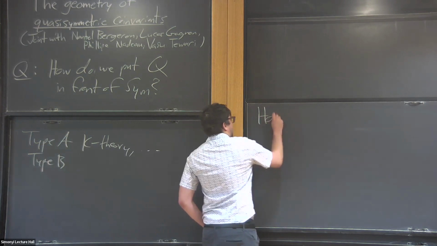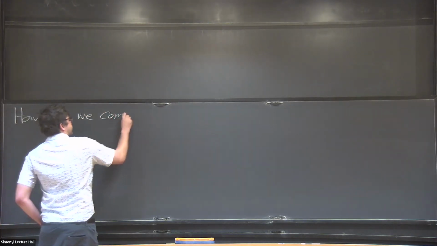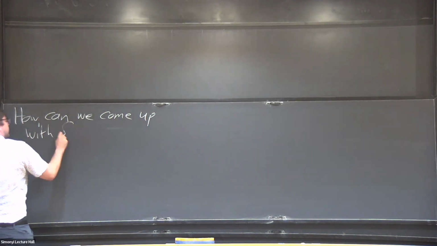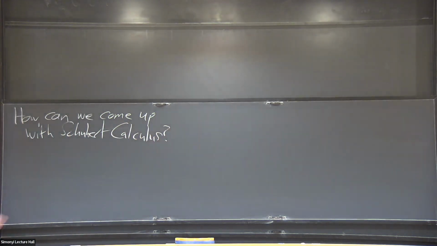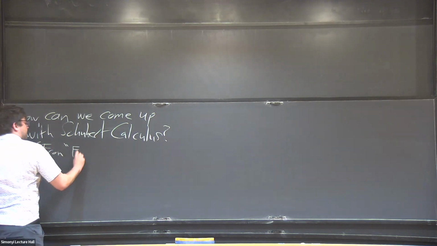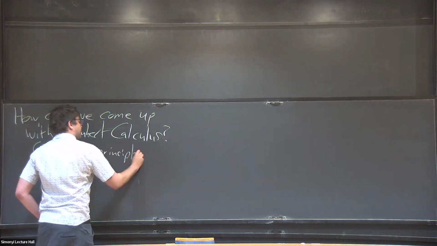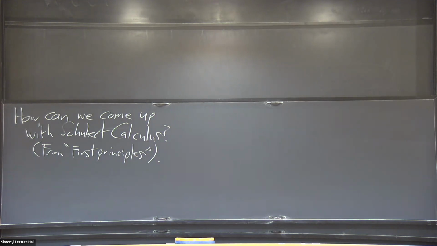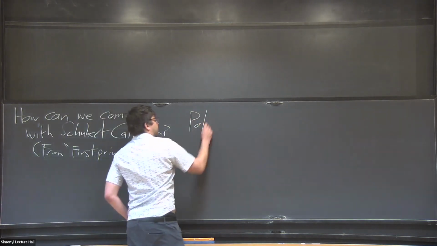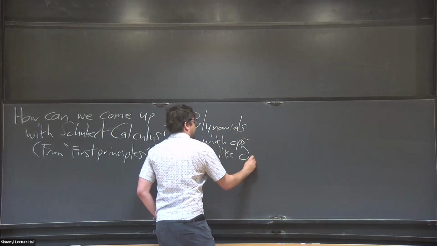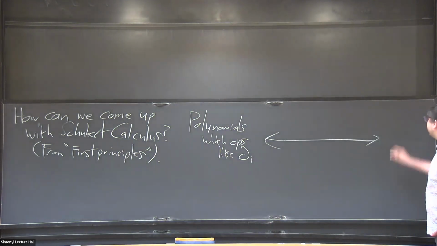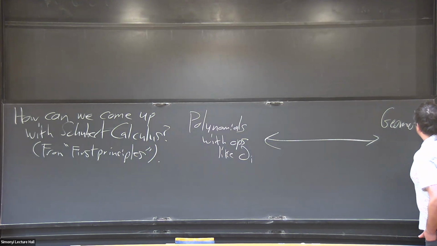Okay, but I want to start by reminding people about how Schubert calculus comes to be. So how can we come up with Schubert calculus? With Schubert. And I want to say from first principles. So let's say I don't even know that Schubert cells are an interesting thing to look at. How do I connect polynomials with operations like del i? I want to connect them to geometry.